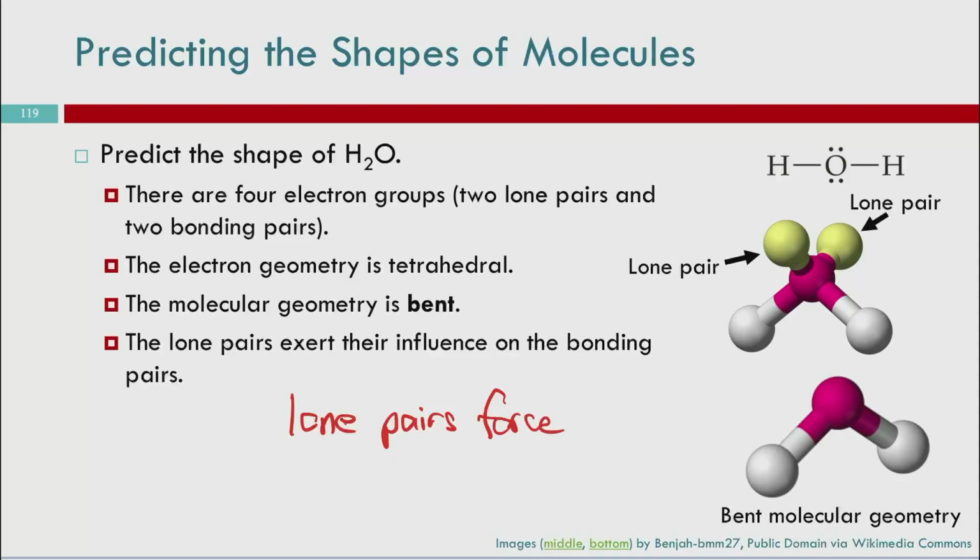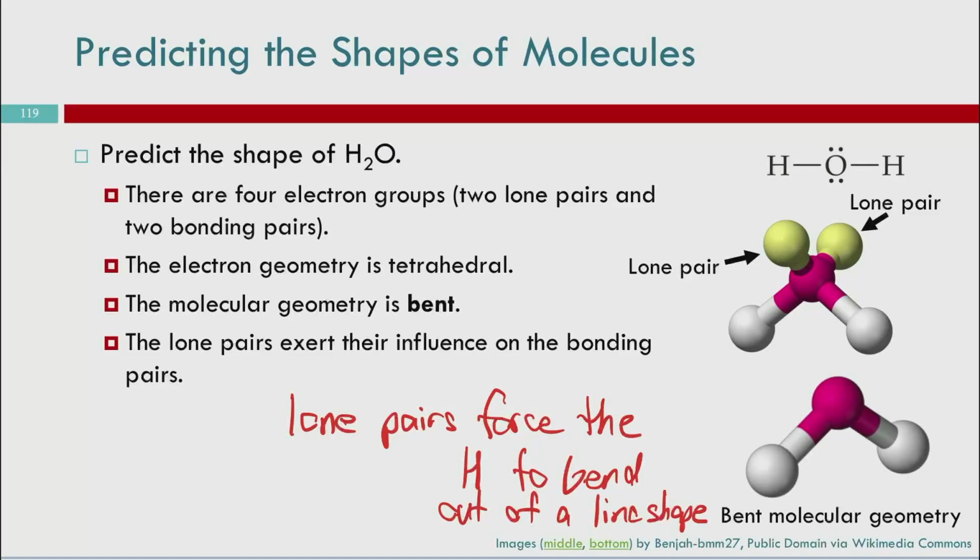Lone pairs force the H's to bend out of a line shape. So instead of being linear, it's bent. It's not 180 degrees. So looking at an example of that with our lone pairs, here represented as these yellow groups, if we get rid of those lone pairs, this is not in a line. The oxygen in the middle, the hydrogen on the sides, is not perfectly straight 180 degrees in a line. It's bent off at an angle.